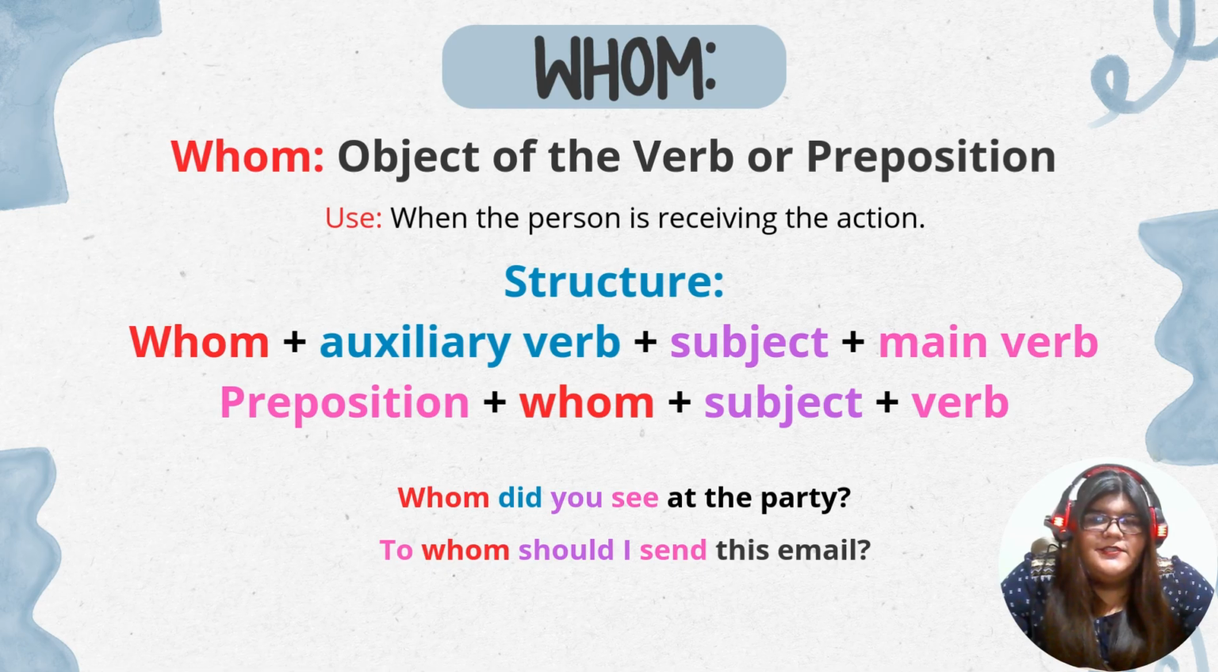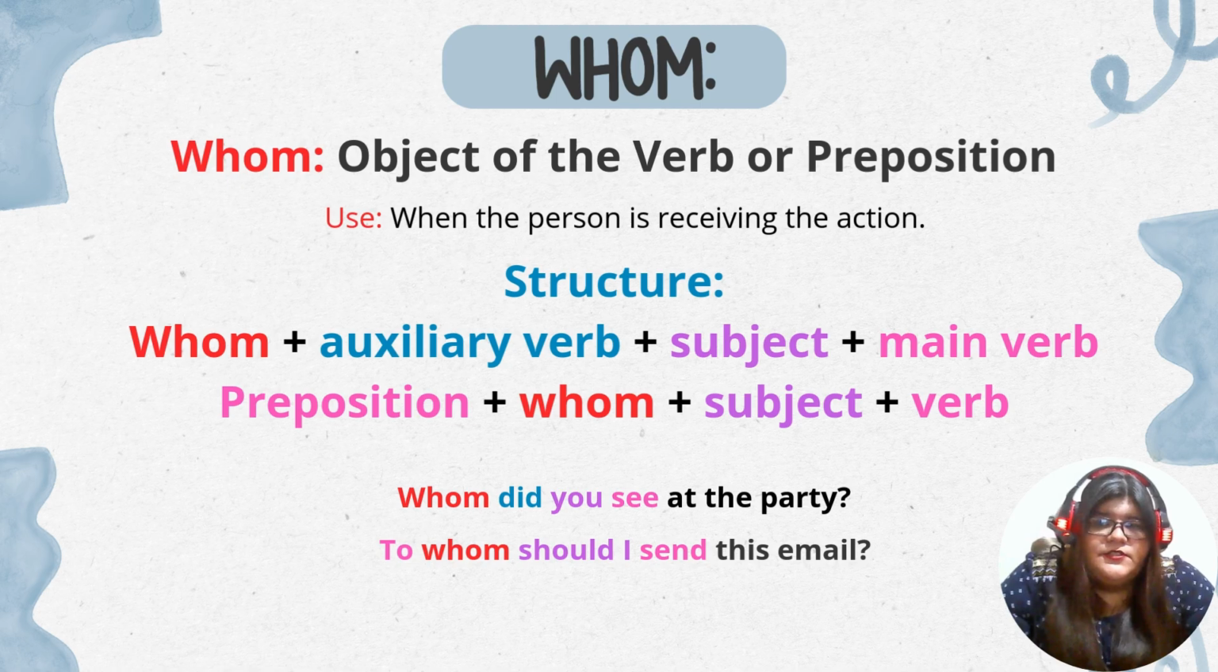Now let's see the usage of them separately. Whom: object of the verb or preposition. Used when the person is receiving the action. Pay attention to that part. The person is receiving the action.